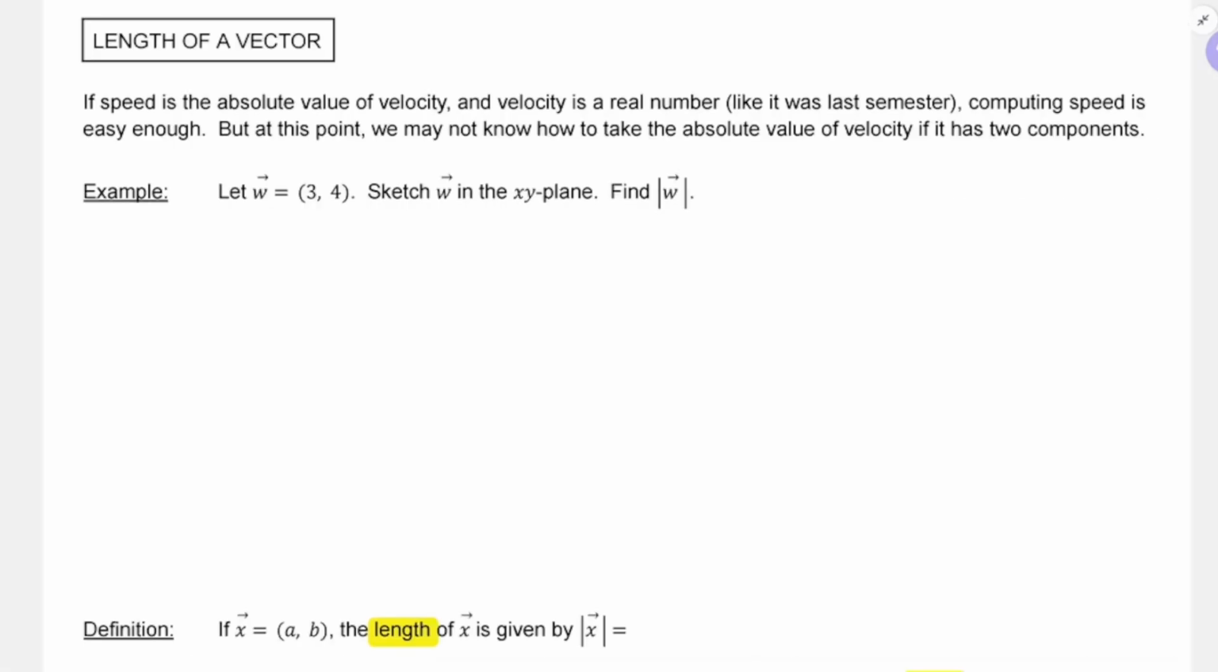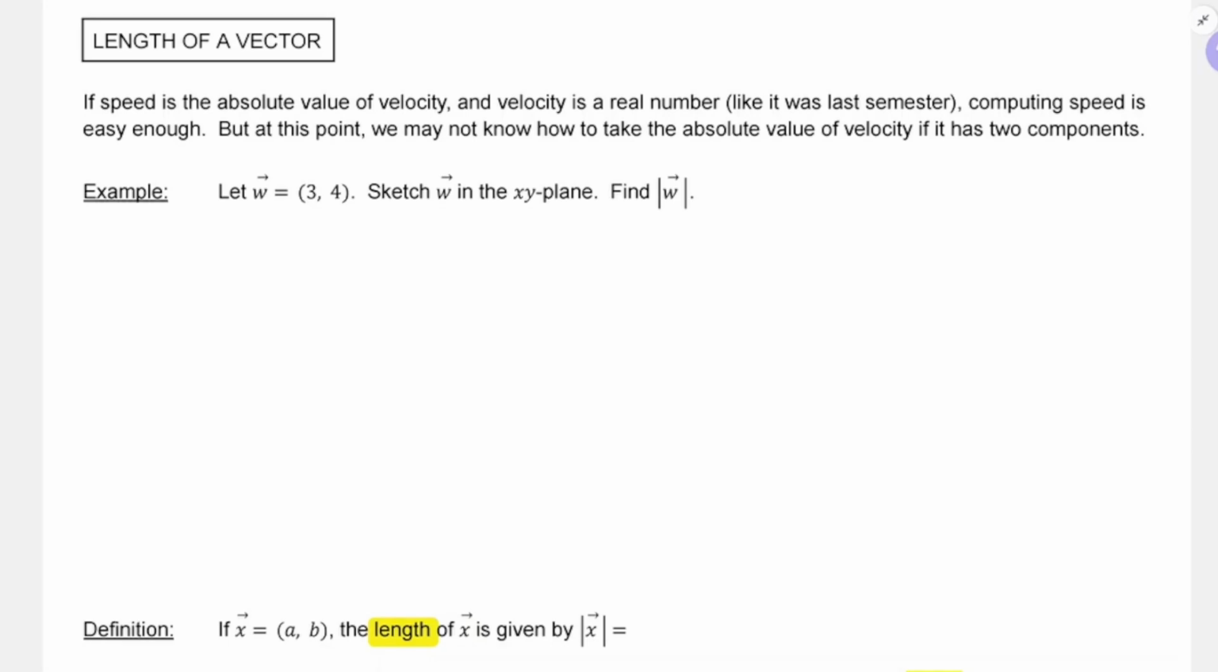But the question there would be like, well, what do you mean by the absolute value of v if v is a vector? And that's something we have not talked about in this class. It's like the length of a vector. So if speed is the absolute value of velocity, like it says, and velocity is a real number, computing speed is easy enough. We know how to take an absolute value. But you may not know how to take the absolute value of velocity if it has two components.